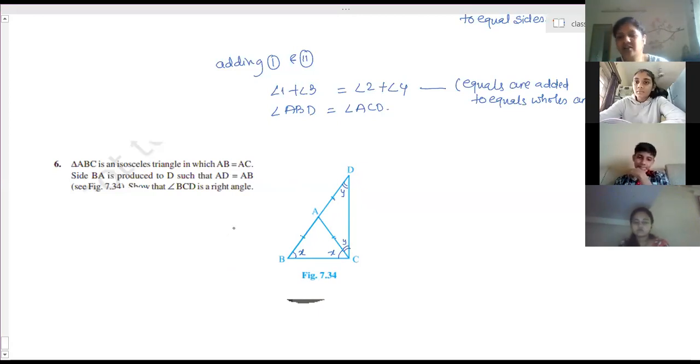The sum of all angles is 180 degrees. So the angle sum is X plus Y plus 2x plus 2y, that is 2x plus 2y is equal to 180. So X plus Y is 90. So angle C will be 90. If angle C is 90, that means BCD is a right triangle. Clear?